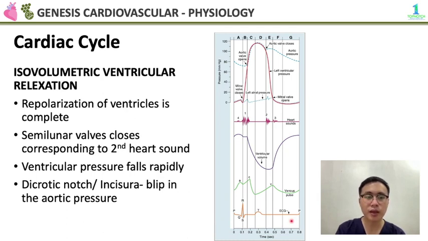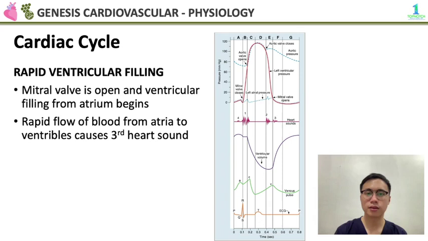Diba? Okay. So at this point, no, you have the aortic valve which closes. And of course, at this point, the mitral valve is yet to open. Okay? So at this point, E, the volume is constant and the ventricular pressure drops rapidly. Okay? So sometimes you can see the incisura or the dicrotic notch, hindi naman siya ganun ka-clinically significant. Over here, you know, yung blip over there is what you call the incisura or the dicrotic notch. Okay? So now let's proceed to rapid ventricular filling.